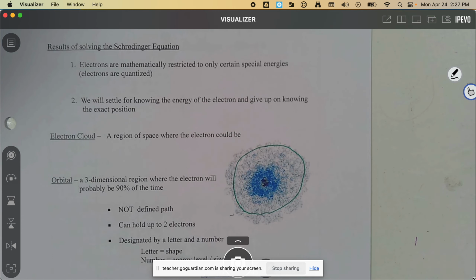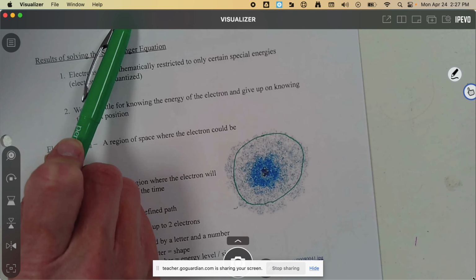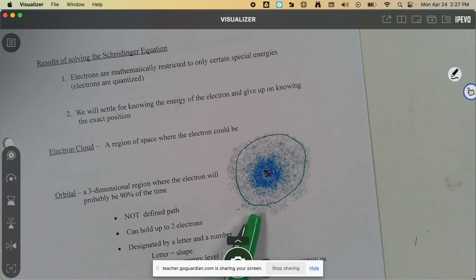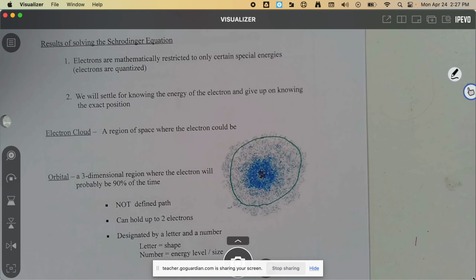So the various steps involved would be input this into computer, ask computer to solve this, have computer make plot of solved thing with X number of dots, and then finding a shape that picks up 90% of the little dots that the computer had. An orbital is a three-dimensional region where the electron will probably be 90% of the time.